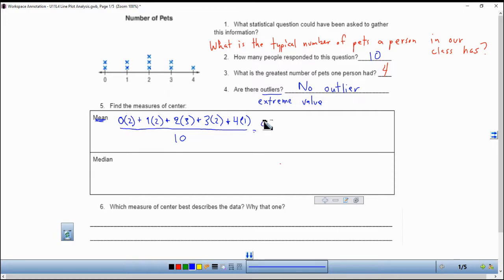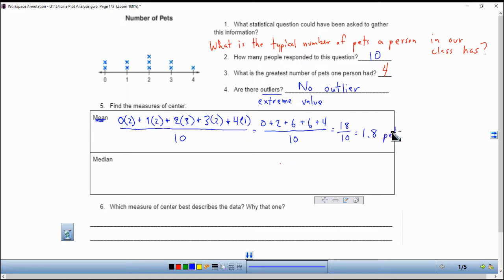0 times 2 is 0, plus 1 times 2 is 2. 2 times 3 is 6. 3 times 2 is 6. Another 6. 4 times 1 is 4. And we're going to divide that all by 10. Well, 0 plus 2 is 2, plus 6 is 8, plus 6 is 14, plus 4 is 18, divided by 10. 18 divided by 10 would be 1.8 pets.